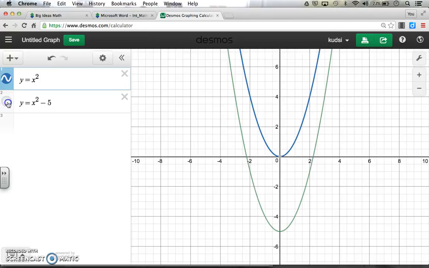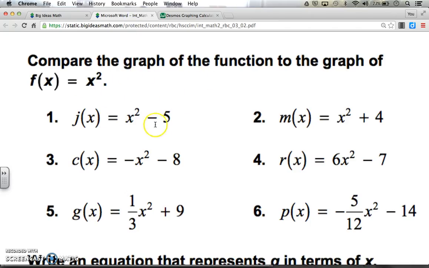By the way, if you click on these, you can make them disappear or reappear. Neat little feature. The parent function is in blue, the other one's in green. So what are they looking for? Compare the graph of the function to this. They don't want you to just draw a picture. They want you to compare using words.